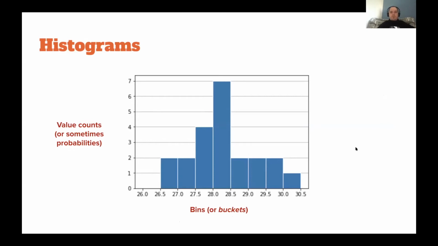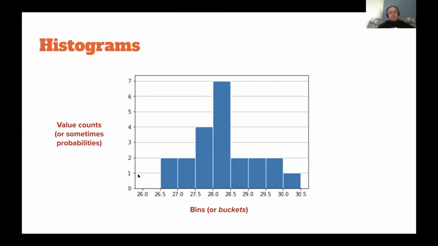And in a bit more detail, how exactly should you create and interpret a histogram, right? Why is it that this shows the data distribution? Well, first of all, there are some bins, or sometimes we call them buckets, that are along the x-axis. So in this case, we have 1, 2, 3, 4, 5, 6, 7, 8, 9 buckets. They go from 26 to 30.5, which is more or less the range of the data that I gathered.